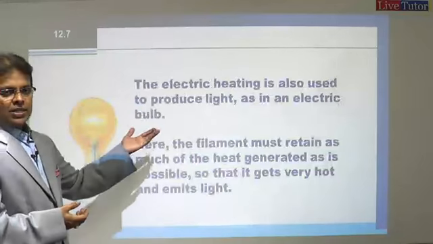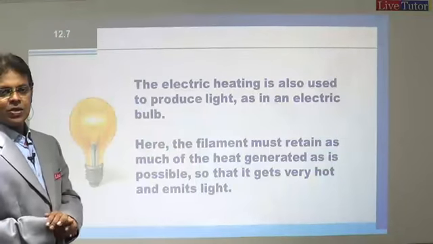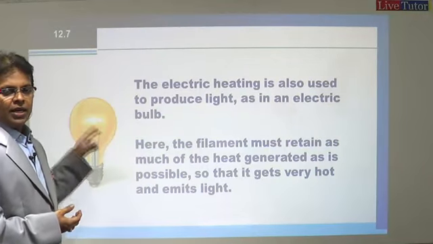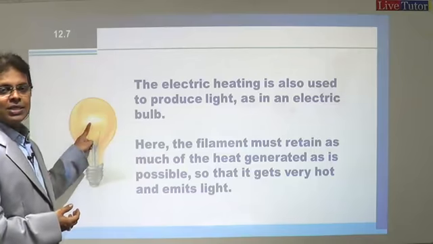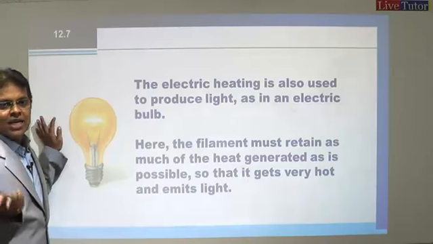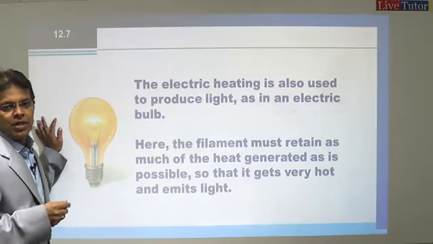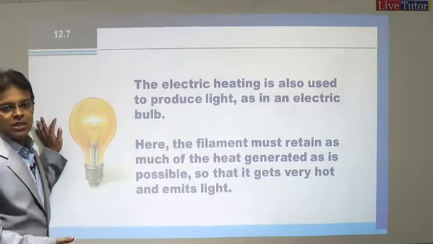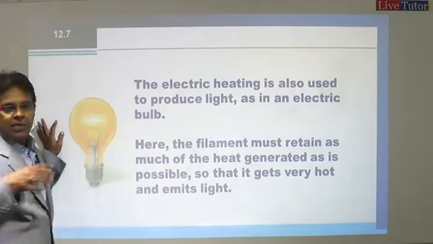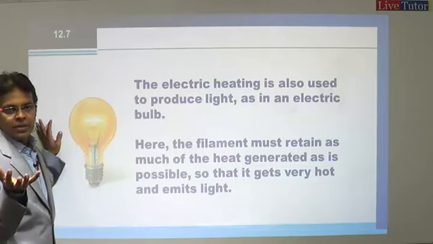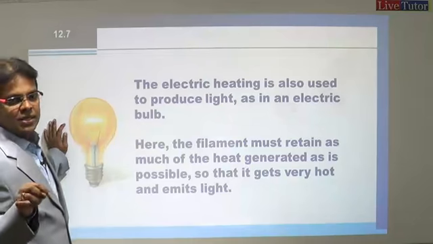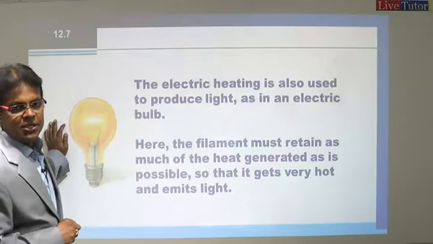Now, similarly, as we have already discussed, the electric heating is also used to produce light in an electric bulb, right? Here there is a filament, what we call the tungsten filament, and this tungsten filament must retain as much of the heat generated as possible, so that it gets very red hot, so that it can emit light. The filament can emit light only when it becomes red hot, right? For that they have to choose the filament in such a way that it will retain the heat.